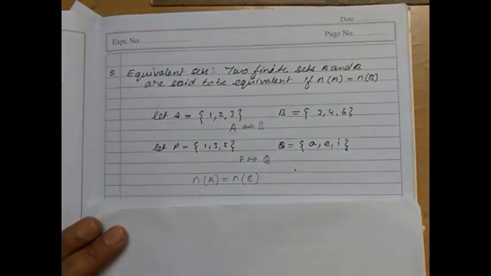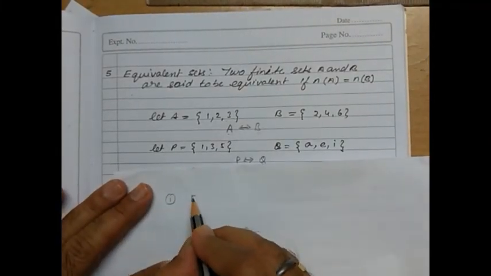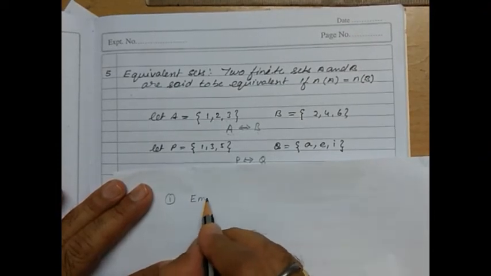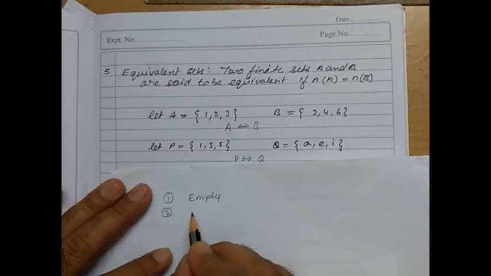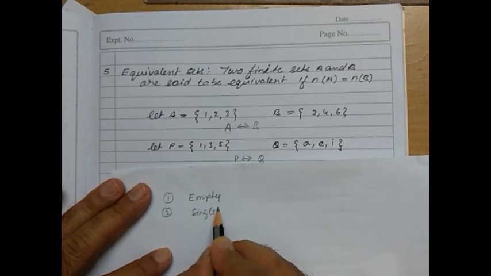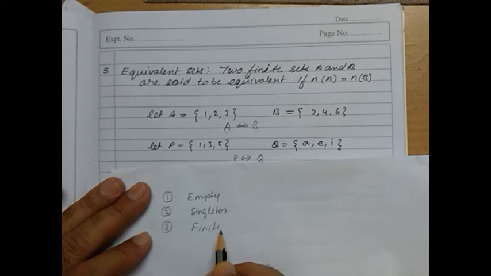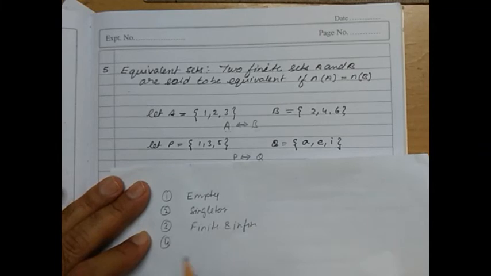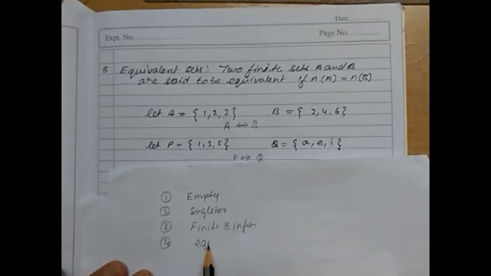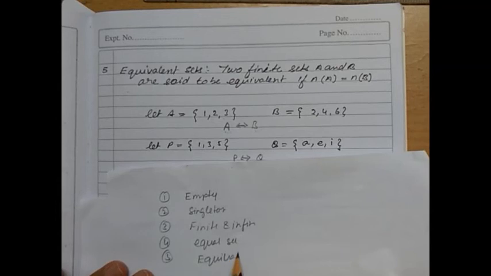In this session we have done, first, the empty set, second, the singleton set, third, finite set and infinite set, fourth, equal set, and fifth, equivalent set, isn't it?